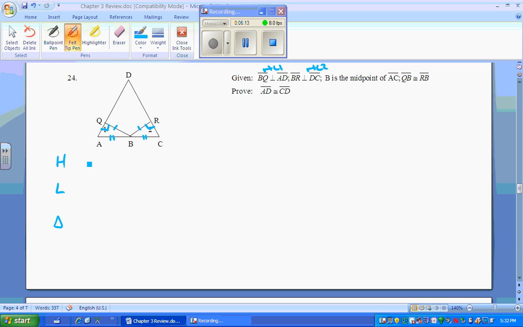and then we'll put a triangle to make sure we don't miss the triangles. The hypotenuse came from B was the midpoint, which gave me AB being congruent to BC. The leg was QB being congruent to BR. And the right triangles come from the perpendicular.